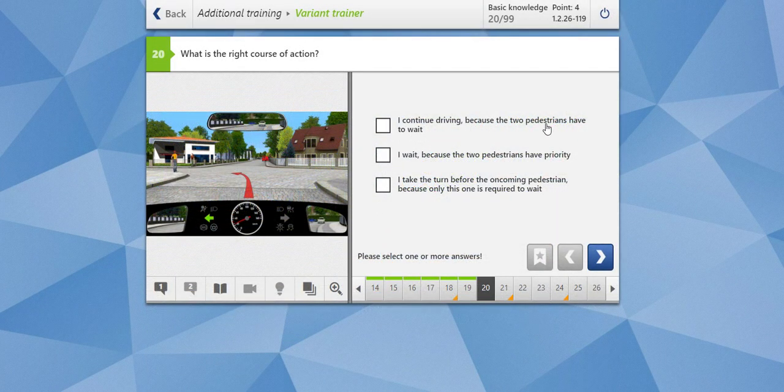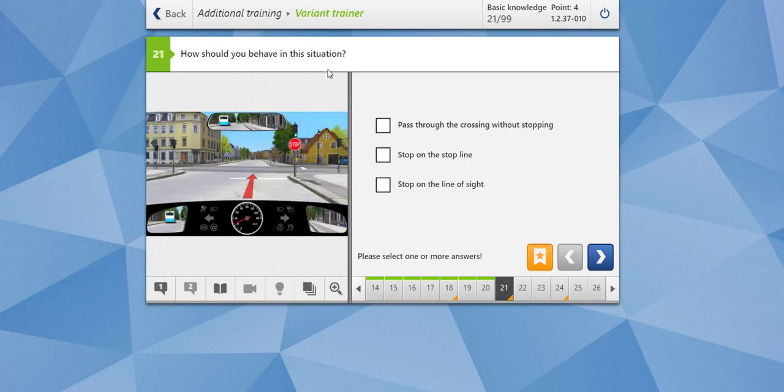I continue driving because the two pedestrians have to wait. No, this is wrong. I wait because the two pedestrians have priority. This is correct. Because you are turning, those who are moving straight ahead have the priority. I take the turn before the oncoming pedestrian because only this one is required to wait. No, this is false. I wait because the two pedestrians have priority. This is the correct option. Let's look at the answer. Our answer is correct.